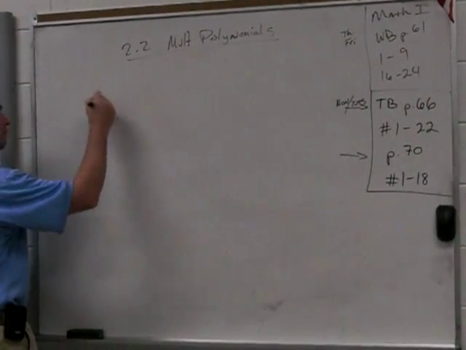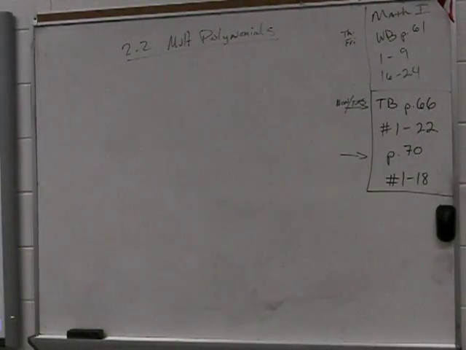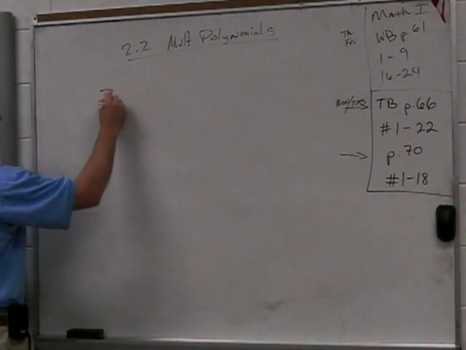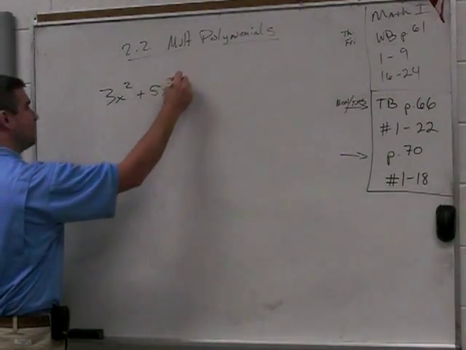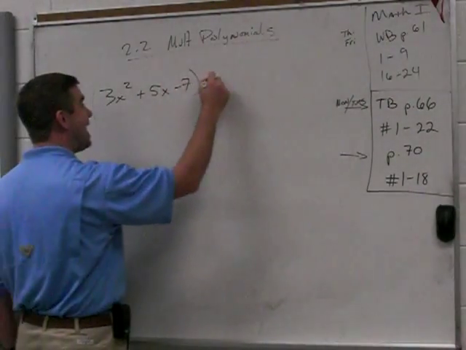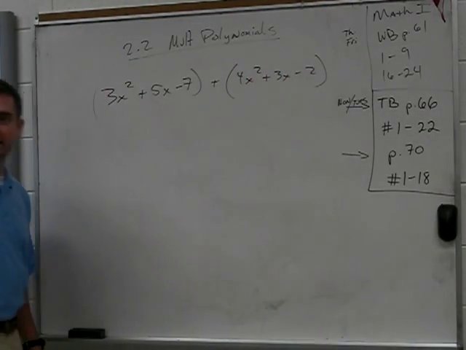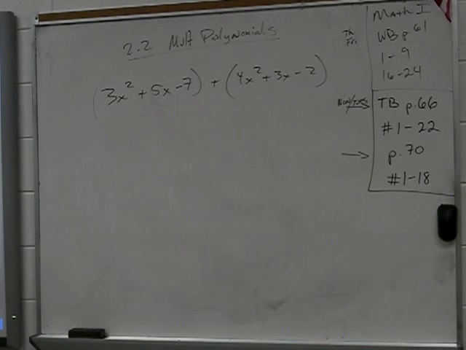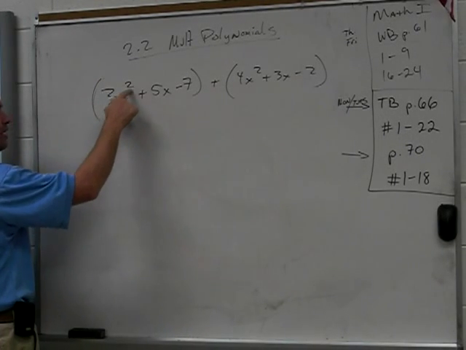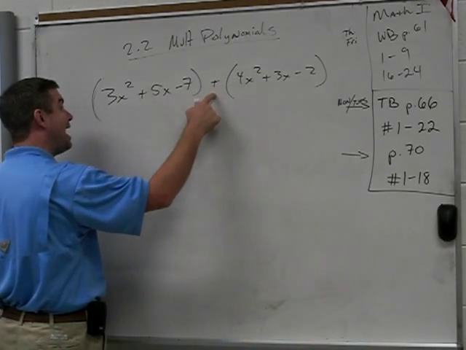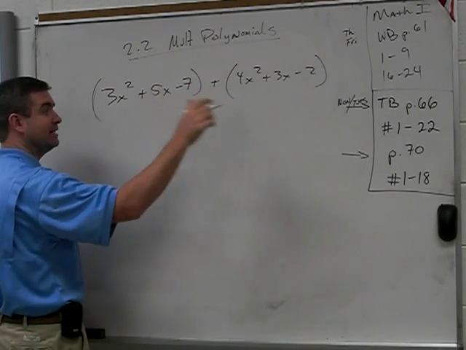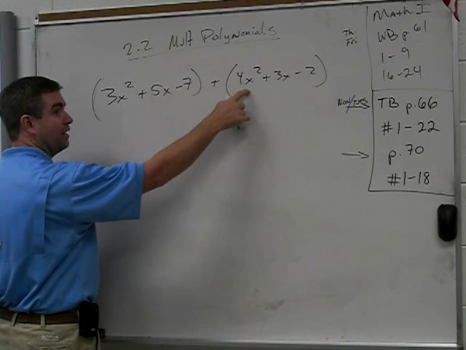If I've got 3x squared plus 5x minus 7, okay? And I'm adding that to 4x squared plus 3x minus 2. Okay, write this down. If I'm adding these two polynomials, addition is very easy. We combine our like terms. Like terms are x squared and x squared. I'm adding them, so I don't have to distribute anything. I just say 3x squared plus 4x squared.